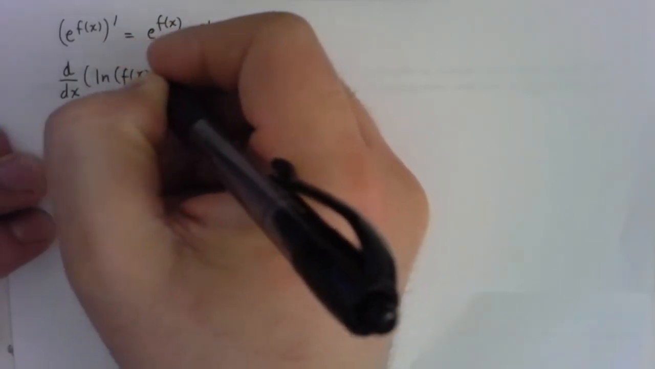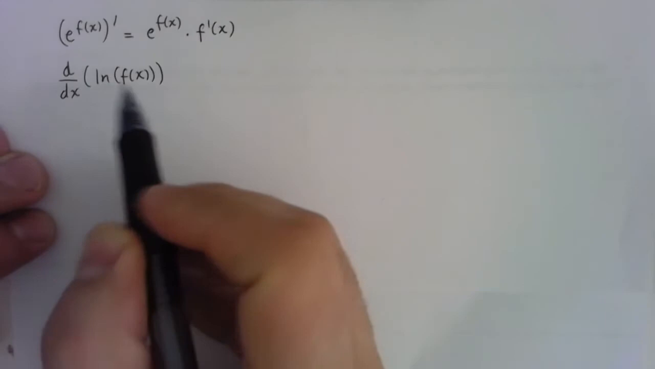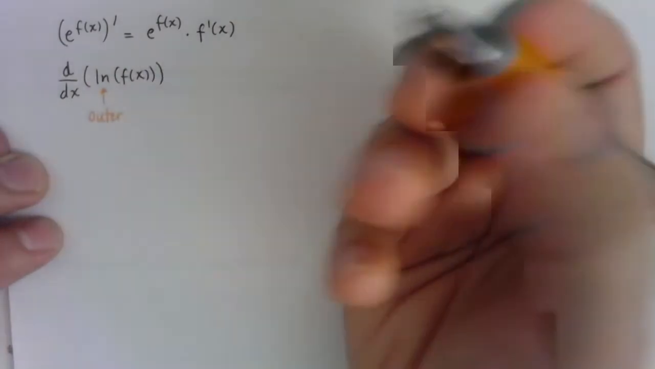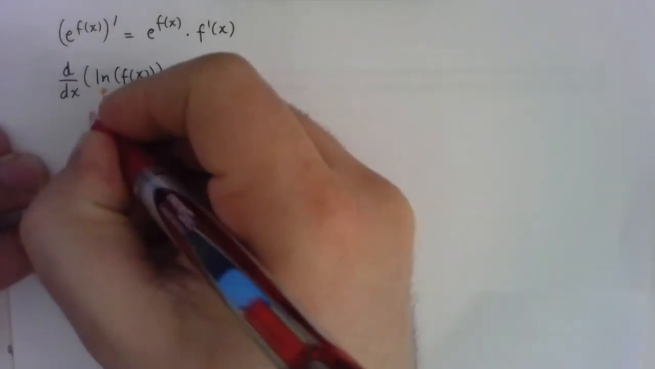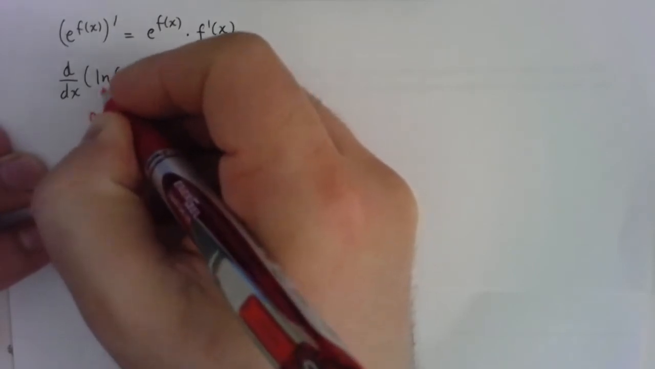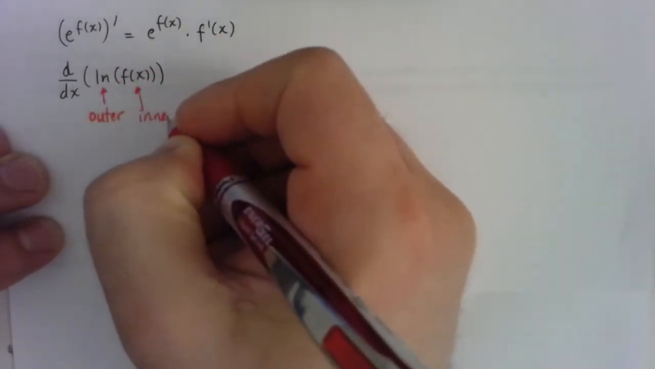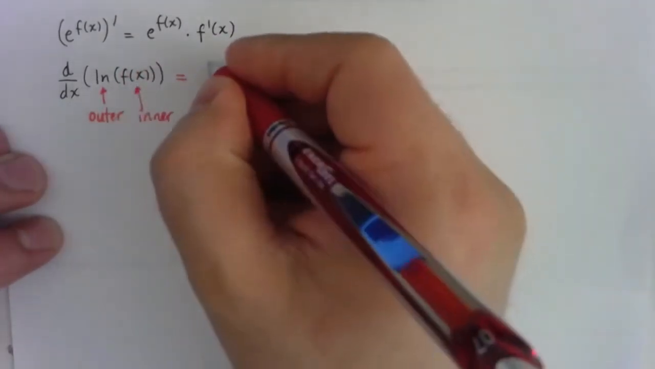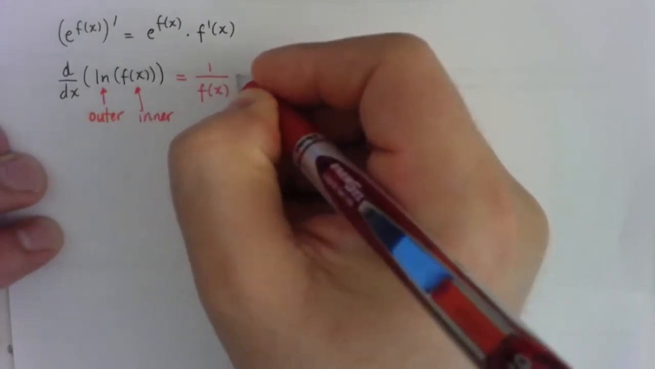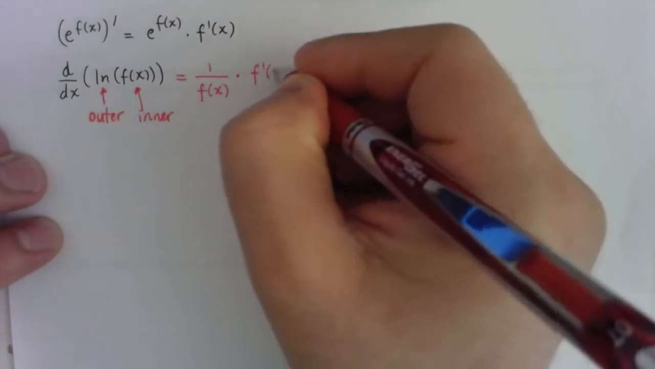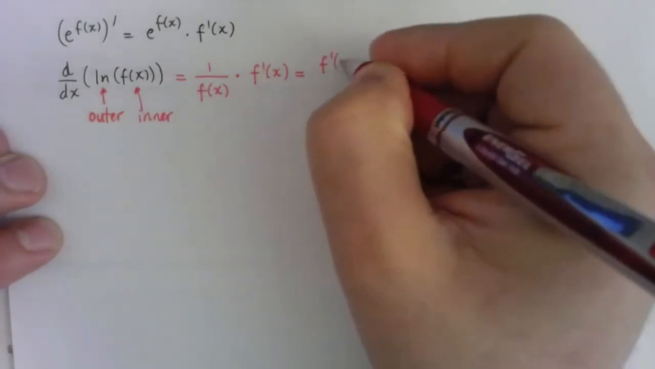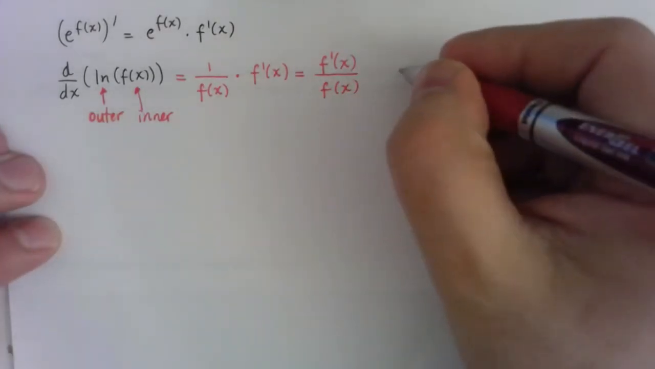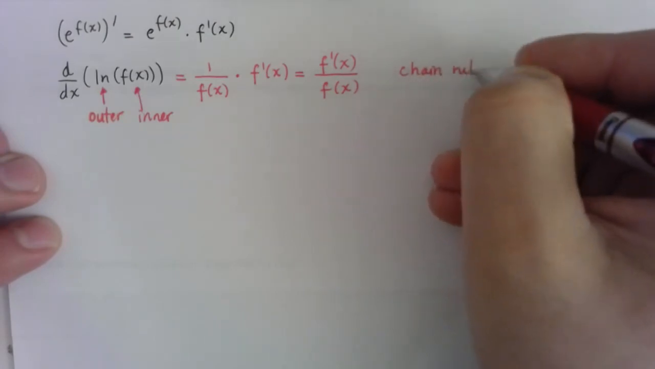Now, in the ln case, if you want to find the derivative of something like ln of f of x, f of x is the inner function and the outer function is ln. So you take the derivative of the outer function, ln, which is 1 over x, and you keep the inner function instead of x. So it's going to be 1 over f of x, multiplied by the derivative of the inner function, which is f prime of x. So you get f prime of x divided by f of x for the derivative. Again, the rule here that we apply is the chain rule.